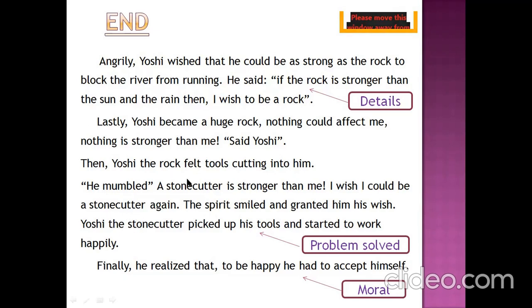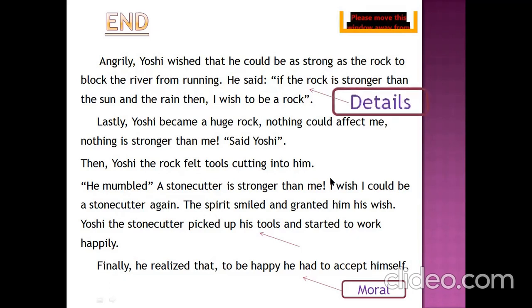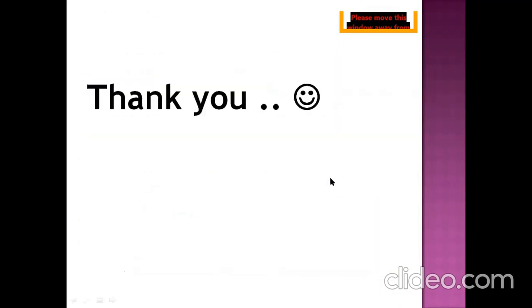He was searching for happiness. He wanted to be the strongest ever, to feel happiness. But to be happy, you don't need to be strong. You just need to accept yourself, to accept who you are. And that's the lesson of the story, or the moral of the story. To accept yourself and accept who you are, because you will find the happiness inside you.